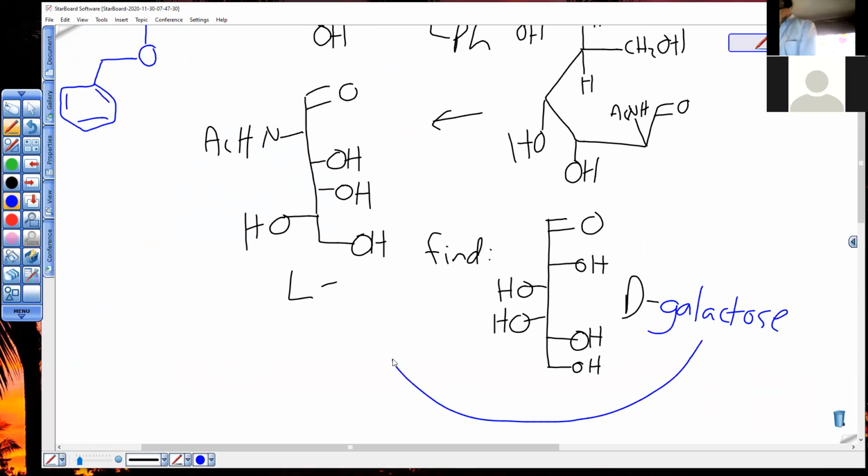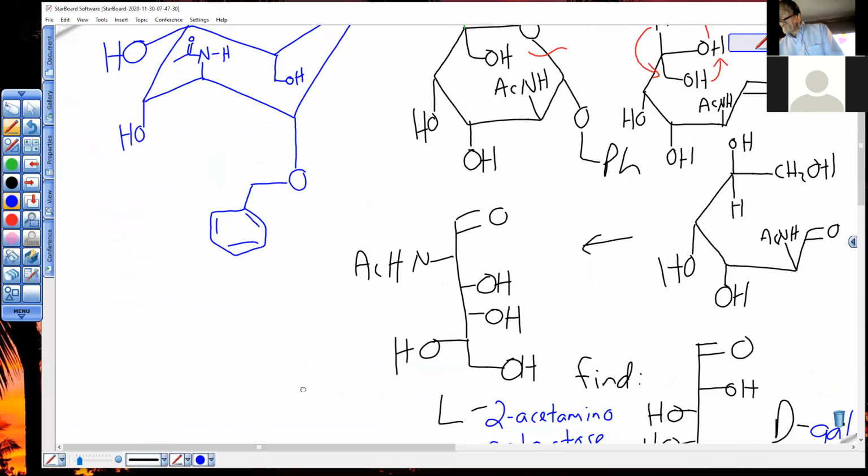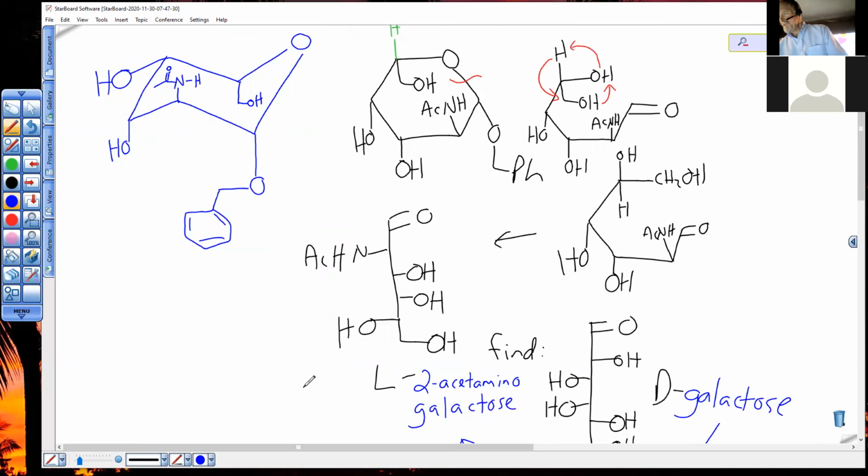Therefore, this is L-2-acetamino galactose. And that will show up in the name up here. Oh boy, it's getting too big. Ready for the name. All right.